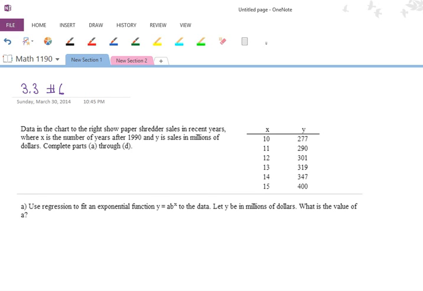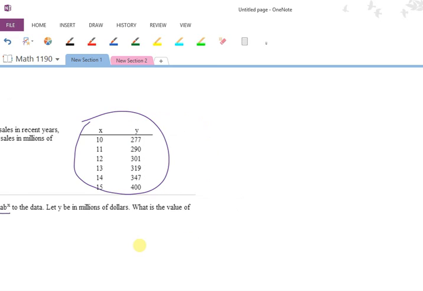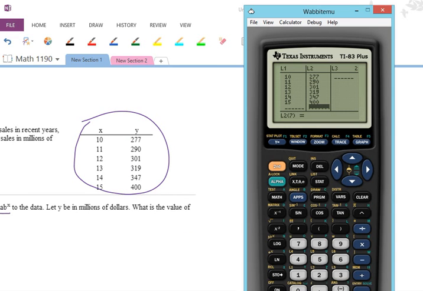Hi, we're looking at homework 3.3 number 6. It gives us a chart full of data and it wants us to fit it with a function. So what you're going to do is enter this data into the calculator, just like you're doing a regular linear regression. I've already entered it into mine.